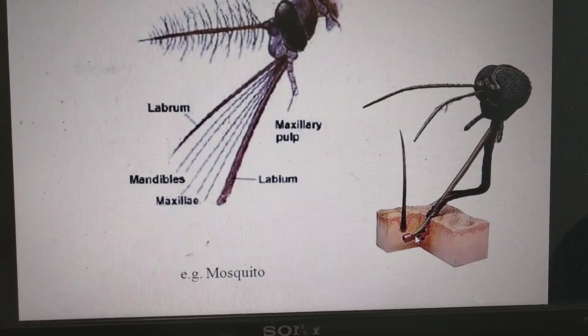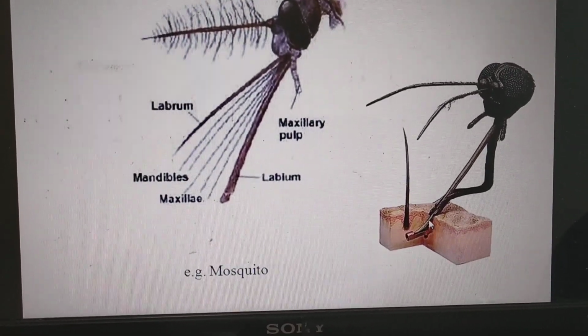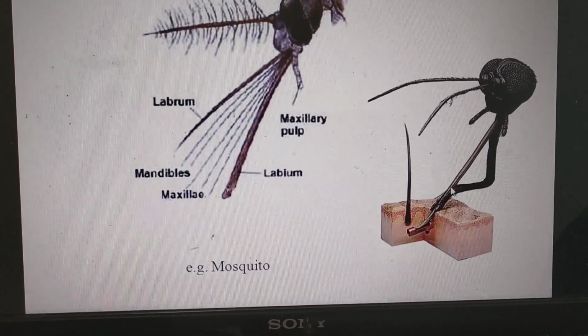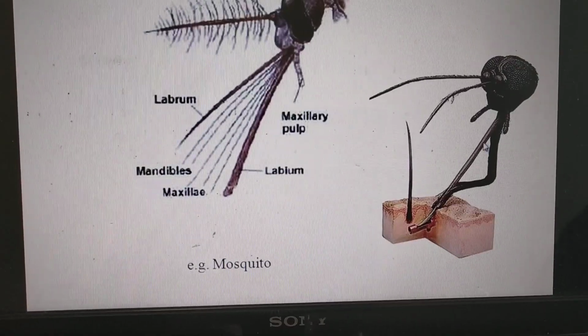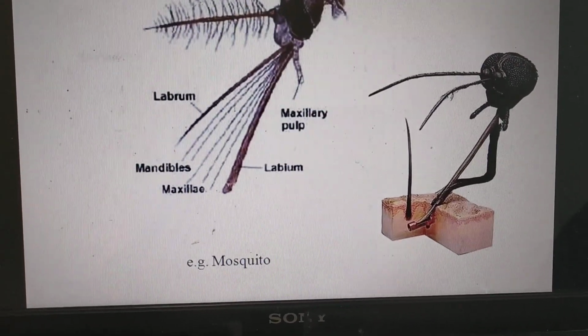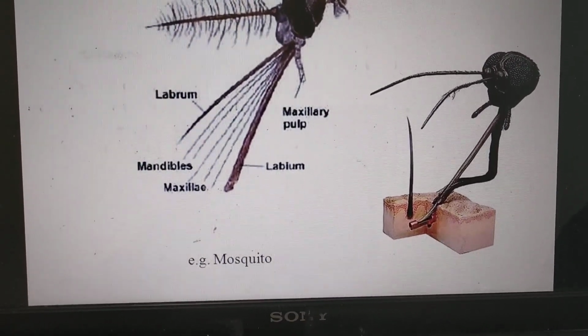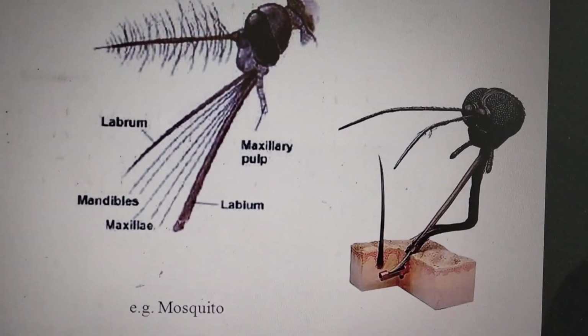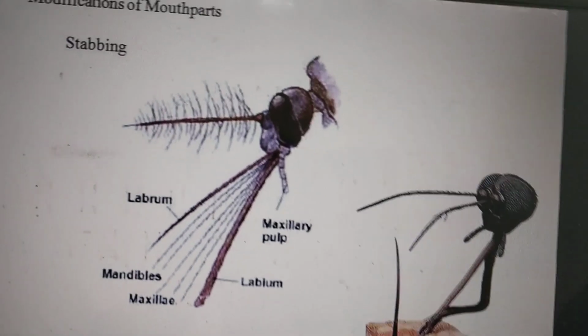It has gone into the capillary. Once the capillary is damaged, the blood will come out up to the skin, and by capillary action it will be sucked up through the labium into the mouth. So this is the piercing and sucking type of mouth parts.